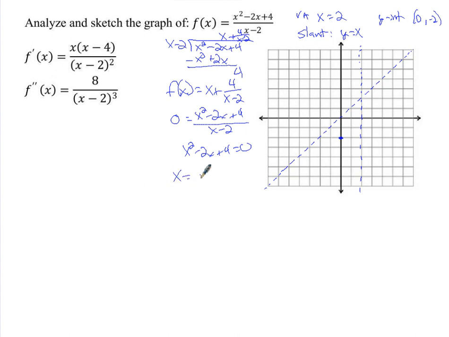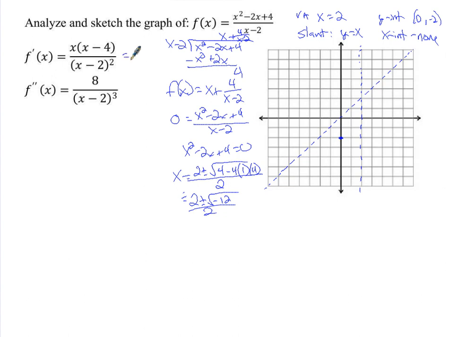x equals negative b, so 2, plus or minus the square root of b squared, which is 4, minus 4 times a times c, so times 1 times 4, over 2 times a, which is just 2. So now inside the square root we have 4 minus 16. We get 2 plus or minus the square root of negative 12 over 2. This is imaginary, which means that there are no x-intercepts. So x-intercept: none. Okay, so this graph does not cross the x-axis.